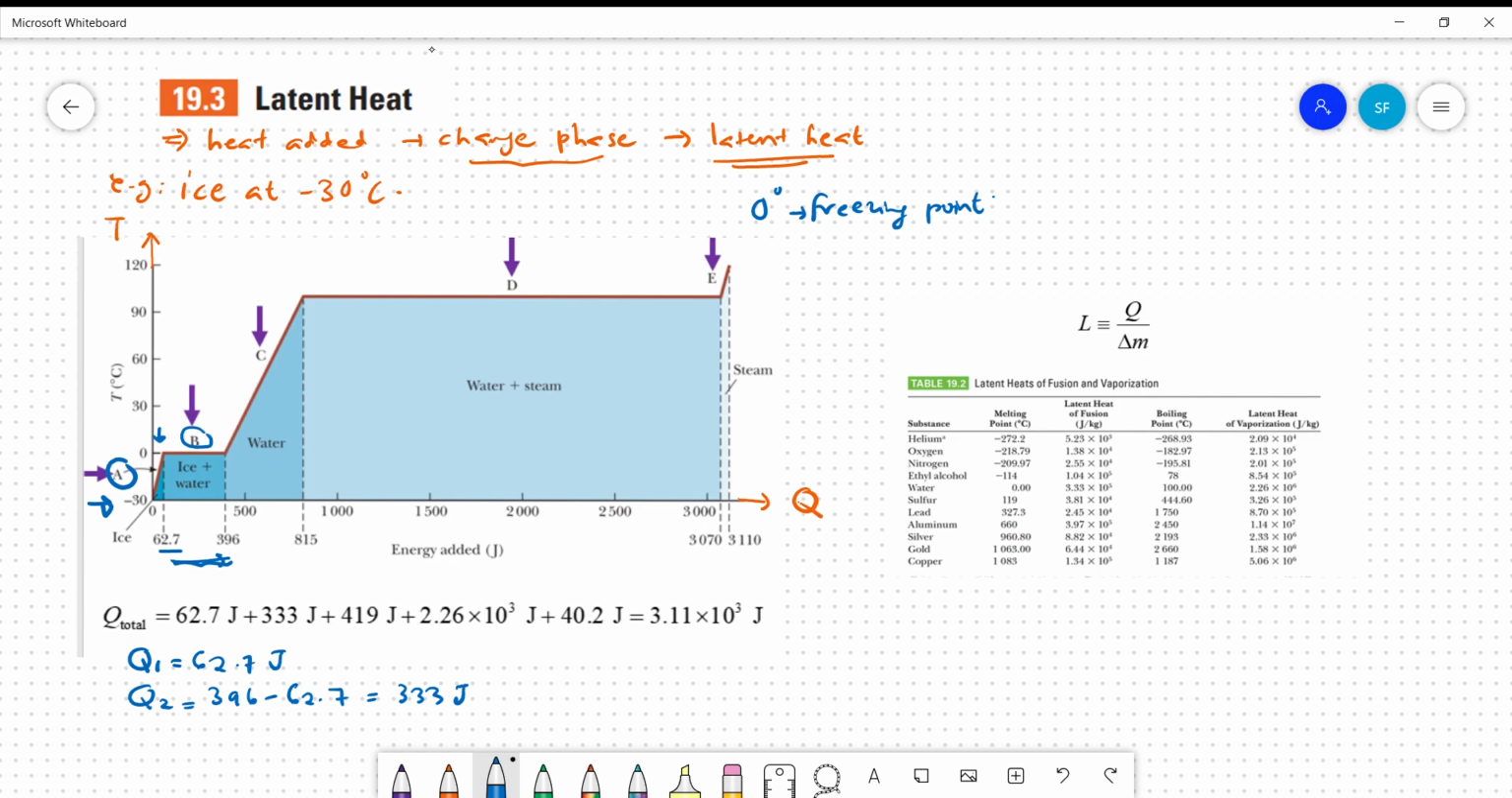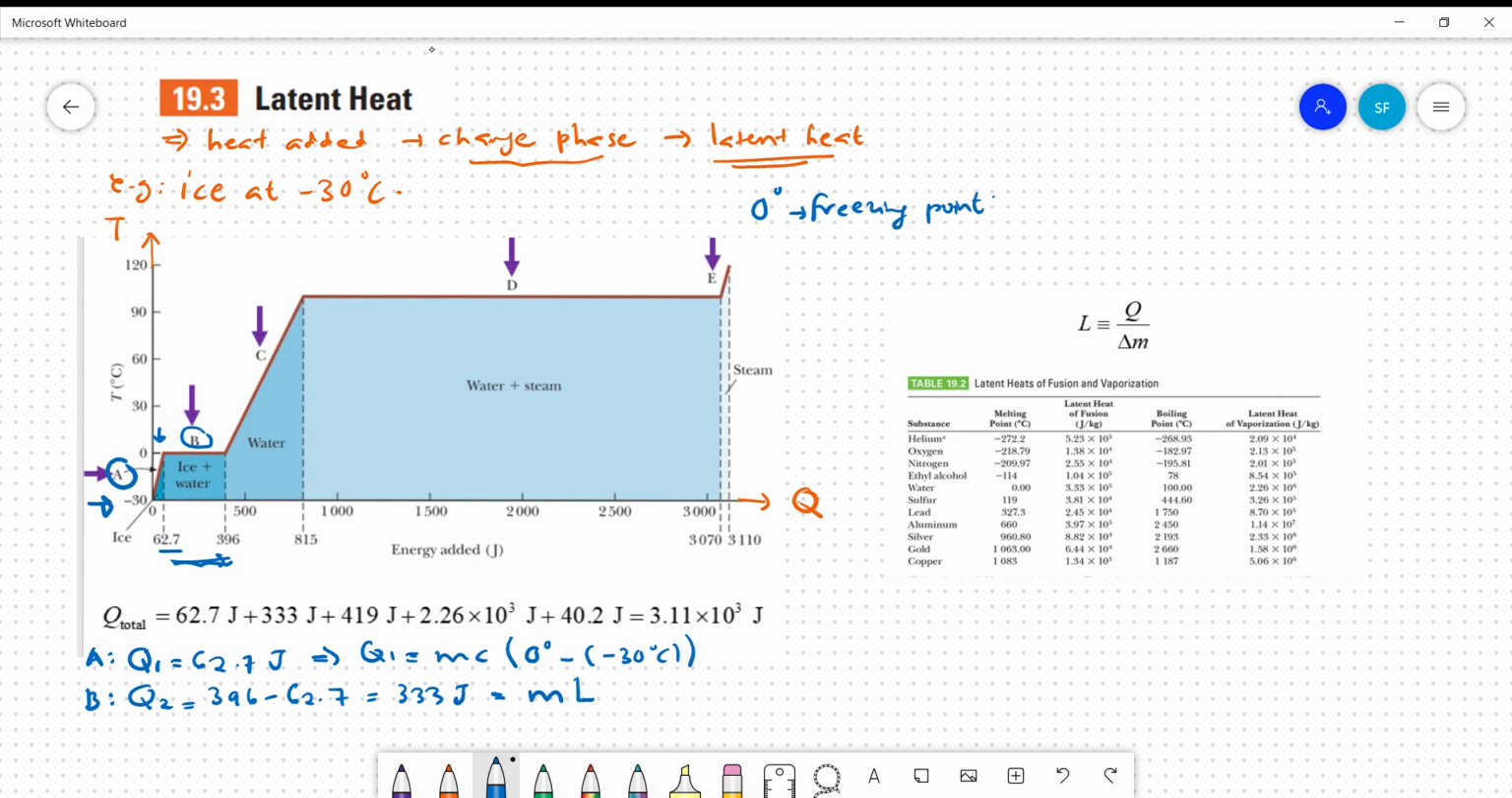So basically, for Q1, to increase the temperature from negative 30 to 0 degrees Celsius, Q1 equals mc delta T, where delta T is T final minus T initial. T final is 0, T initial is negative 30 degrees Celsius. So this is the amount of energy required to increase the temperature. For Q2, at point B, you can see that the amount of energy required to break the molecular bonding is 333 joule. So this equals mL.